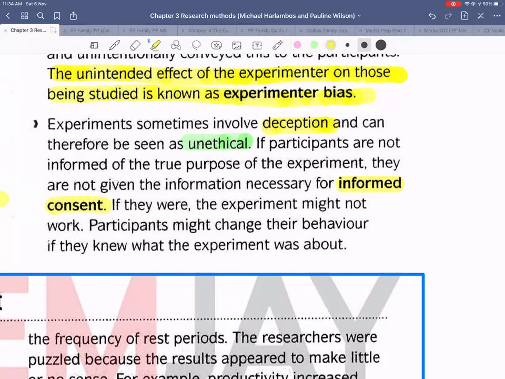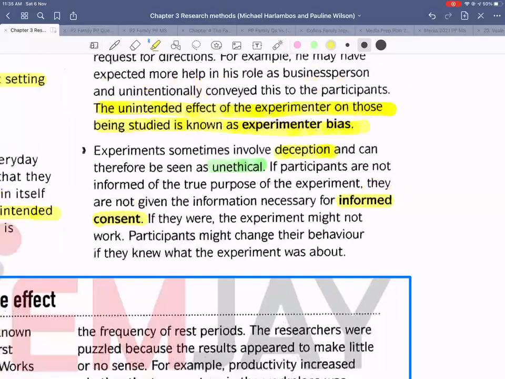So they would either not take consent, or they would provide just enough information and at the same time might be deceiving them by keeping them unfamiliar with the true purpose or the nature of the experiment, right? That's again unethical, like I said. Participants might change their behavior if they knew what the experiment was about.